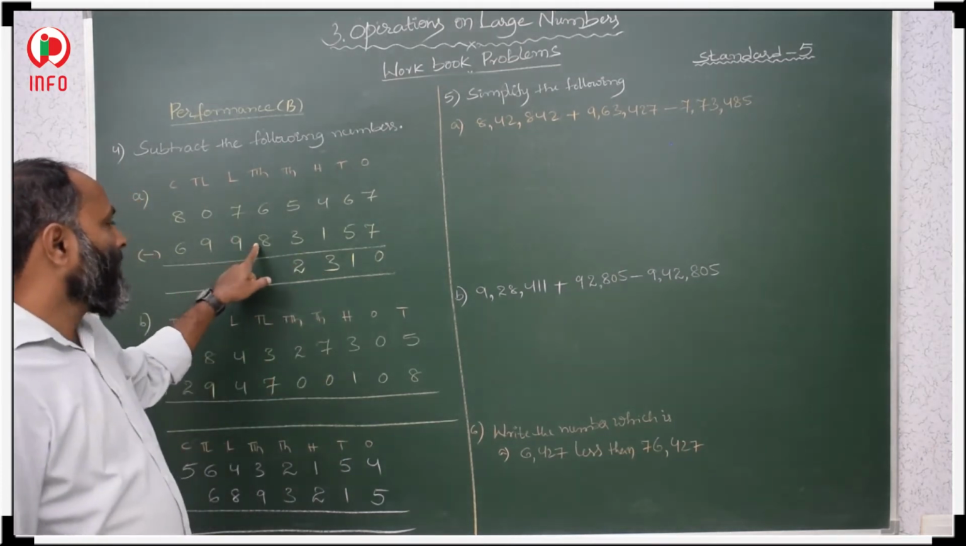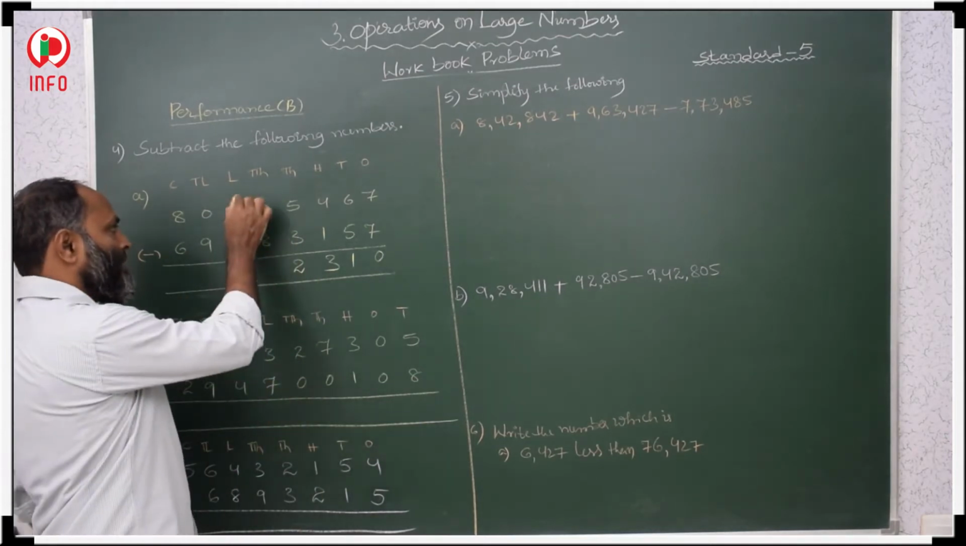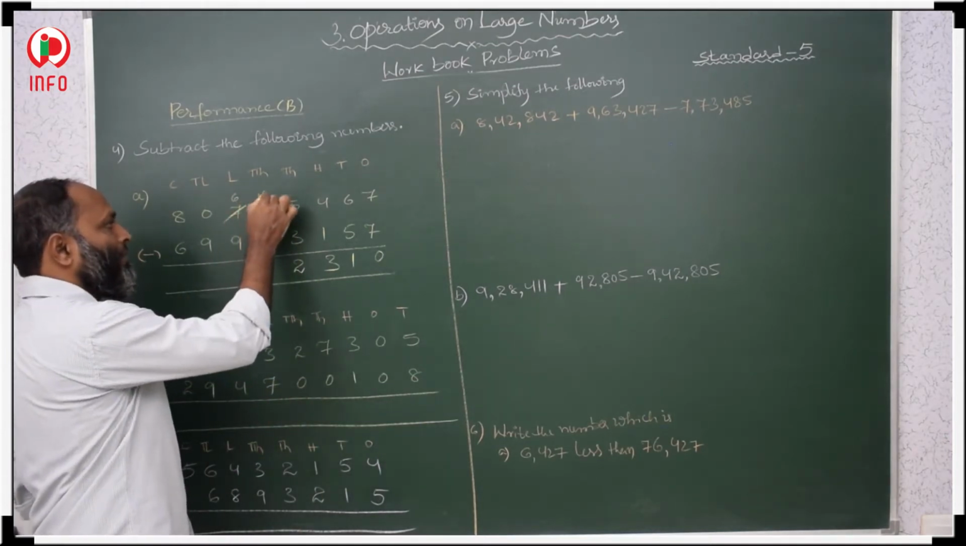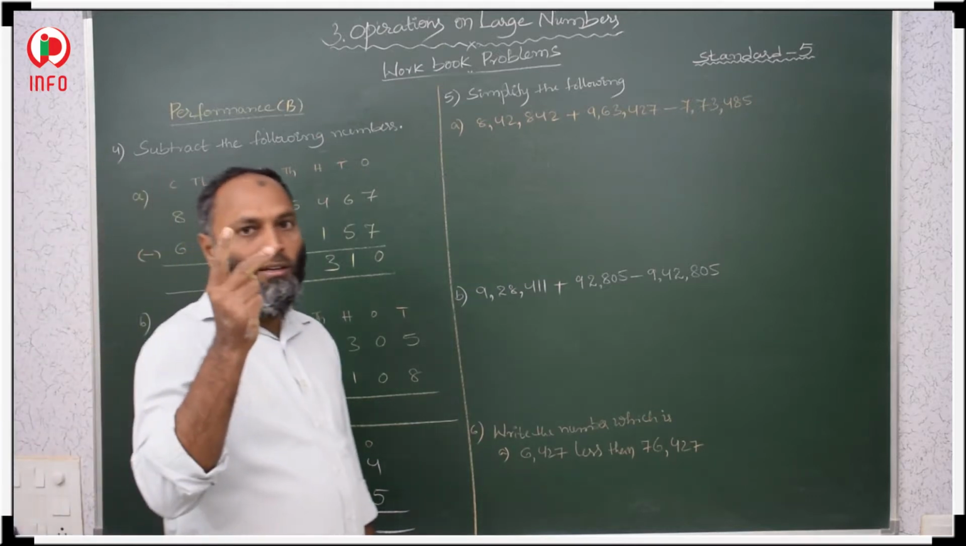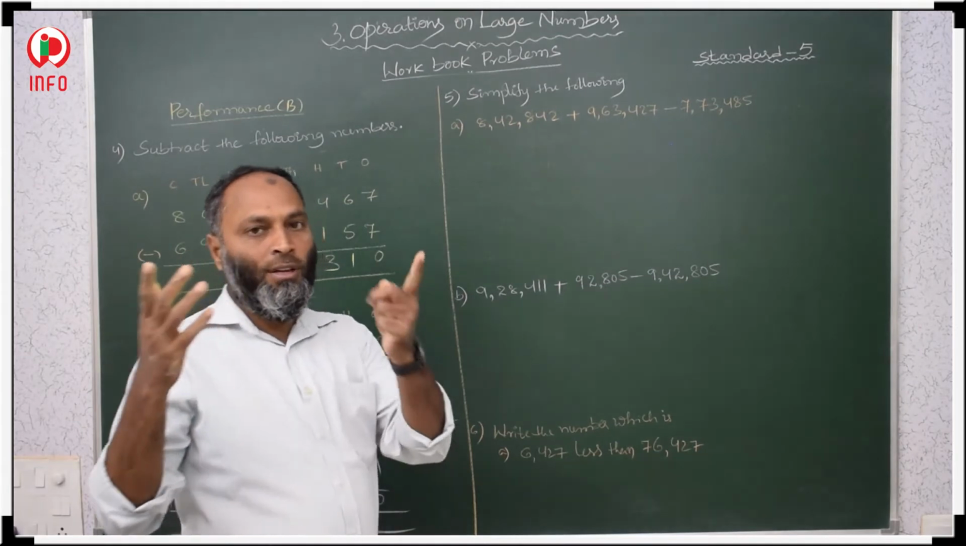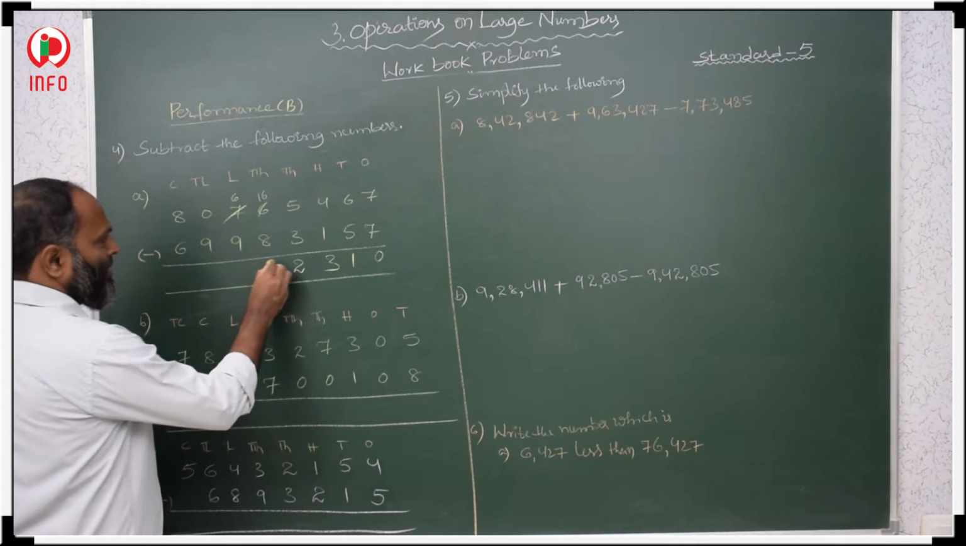6 minus 8. It is less, so we have to borrow. It will decrease by 1 and it will increase by 10. 16 minus 8 means 9 to 16 we have to count. 9, 10, 11, 12, 13, 14, 15, 16. It is 8.